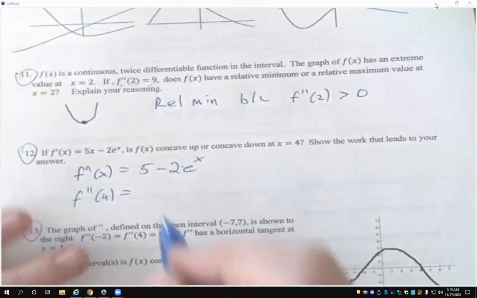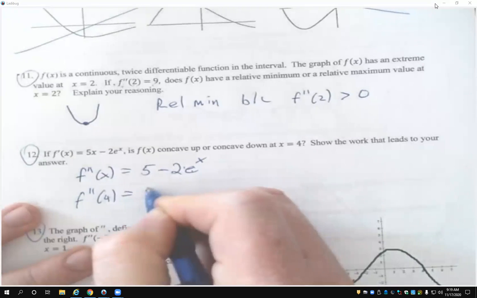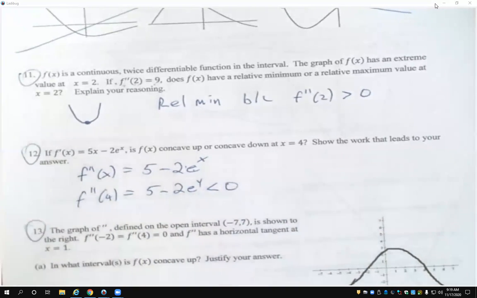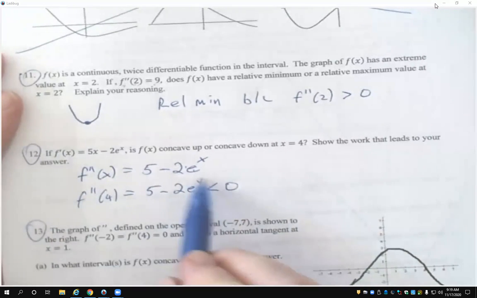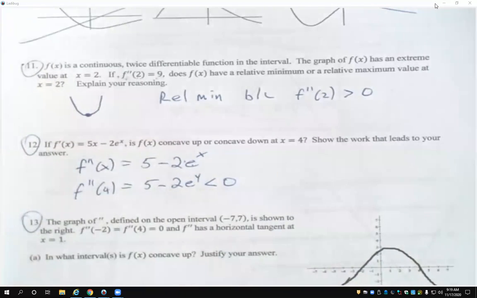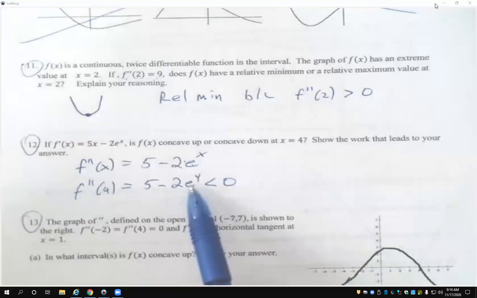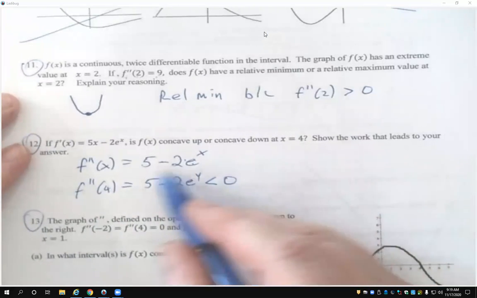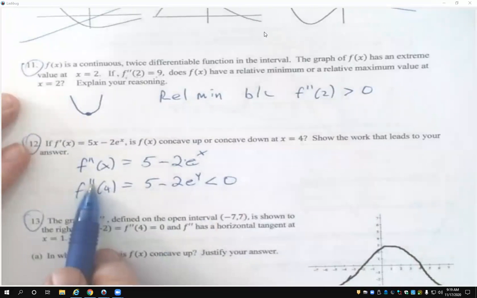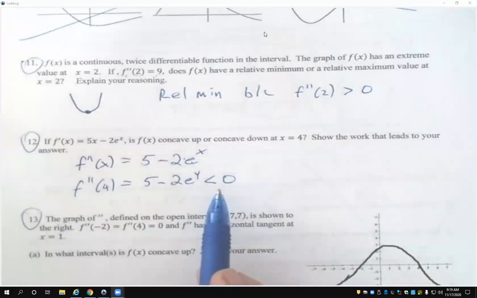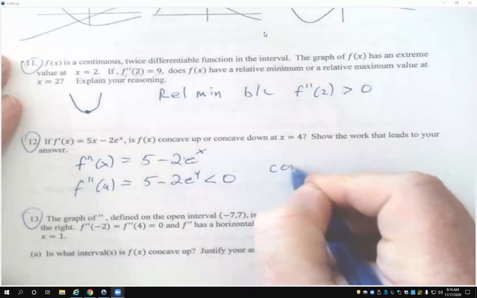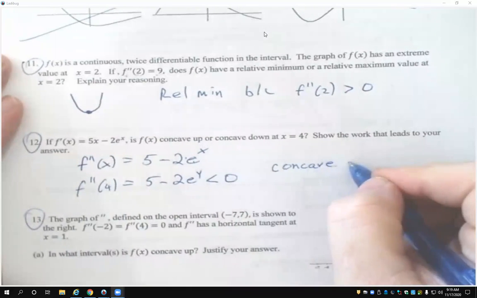Okay? I'm just going to say this. f double prime of 4 is equal to 5 minus 2e to the 4th, and I'm just going to say is less than 0. Okay? That's how we justify right there. We don't have to actually find the actual value. I know they're not going to put this on a calculator section, because if you could do it on a calculator section, you would just graph it, and graphing it you would just be able to see. Okay, so we have to show the actual calculus that leads to it. We have to prove f double prime of 4 is either positive or negative. Since it's negative, we're concave down.